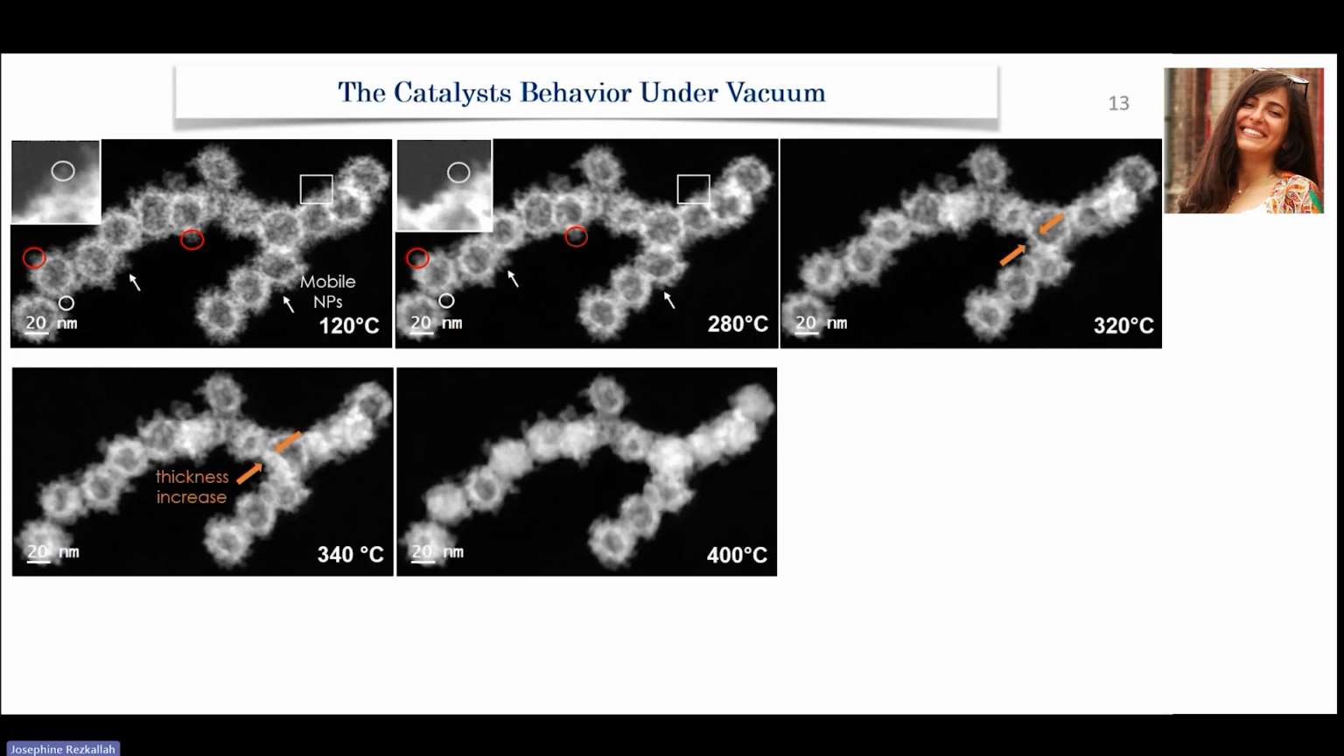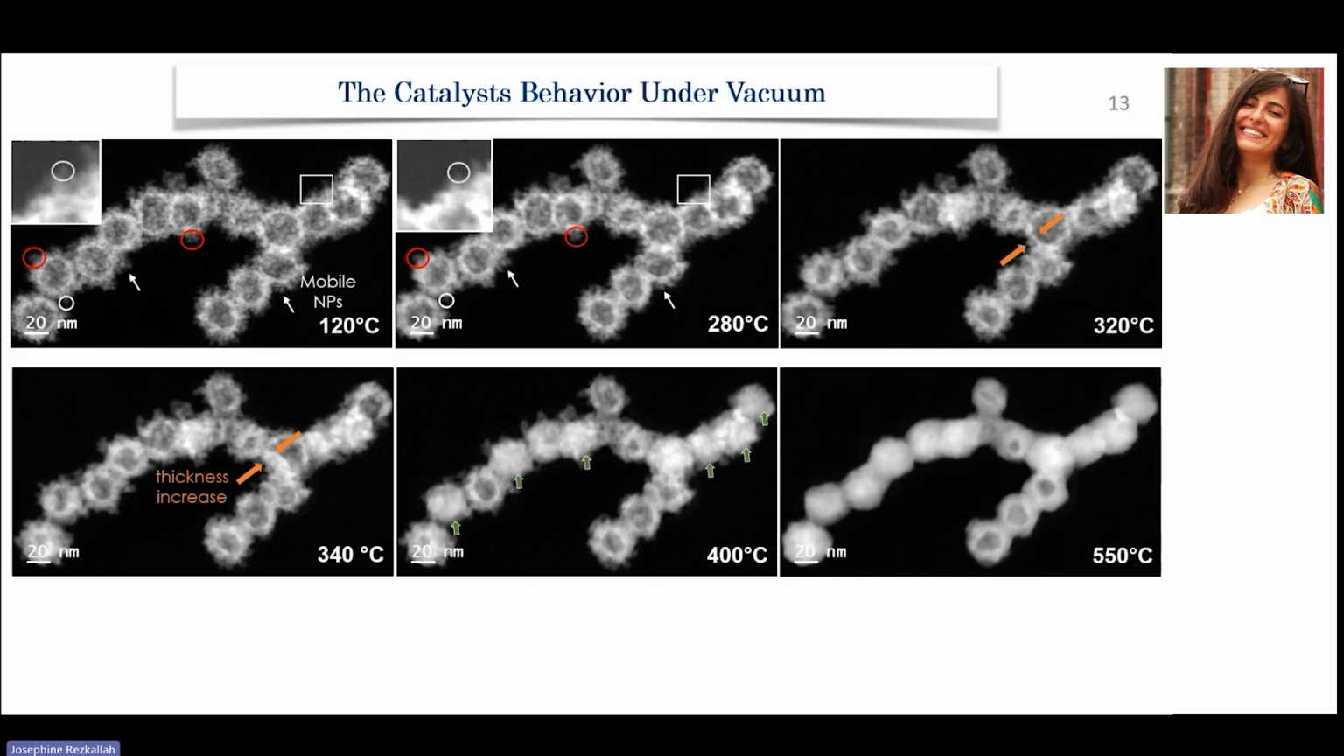Starting 400 degrees, the hollow microstructure starts collapsing with the maintenance of a rough surface. And finally, at 550 degrees, the majority of the hollow structures collapsed, and 25% of them preserved their hollow structure with a deformed void.